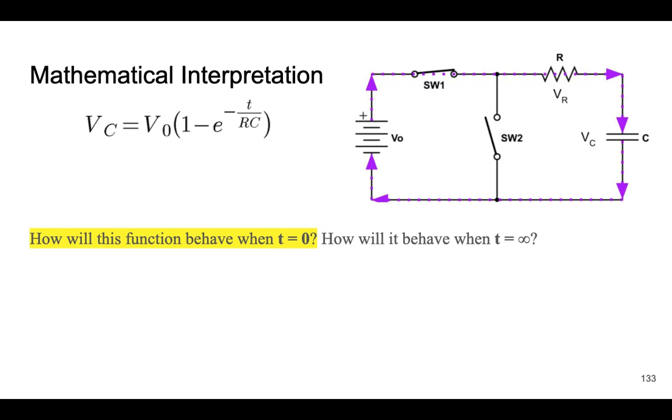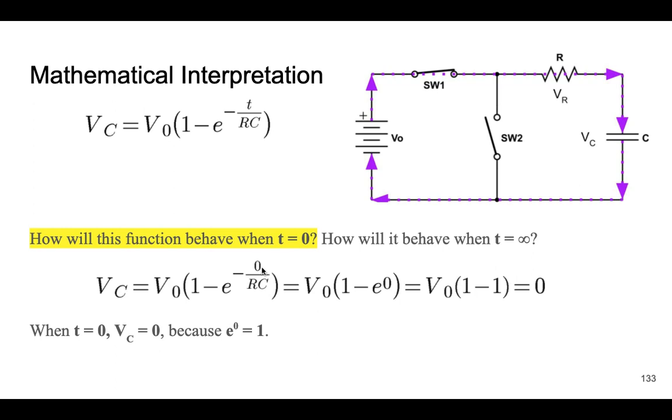One thing we do a lot in science is when you get a formula like this, you try to figure out, what's the behavior of this function? So what is this function going to do when t equals 0? And what will this function do when t equals infinity?